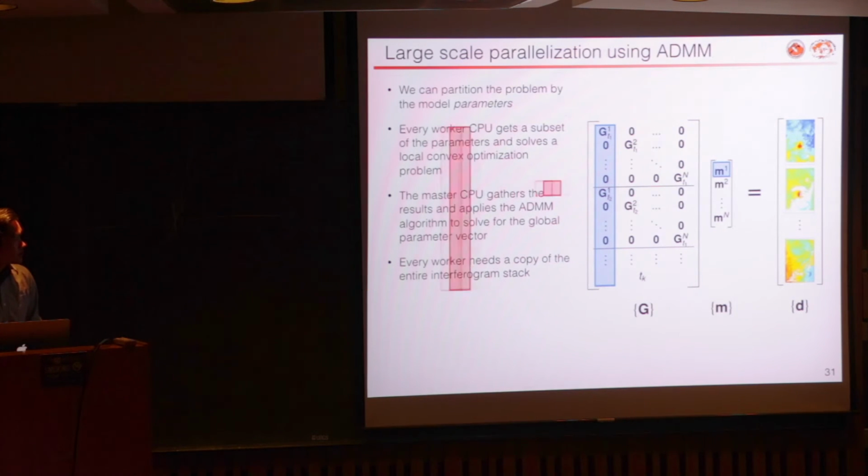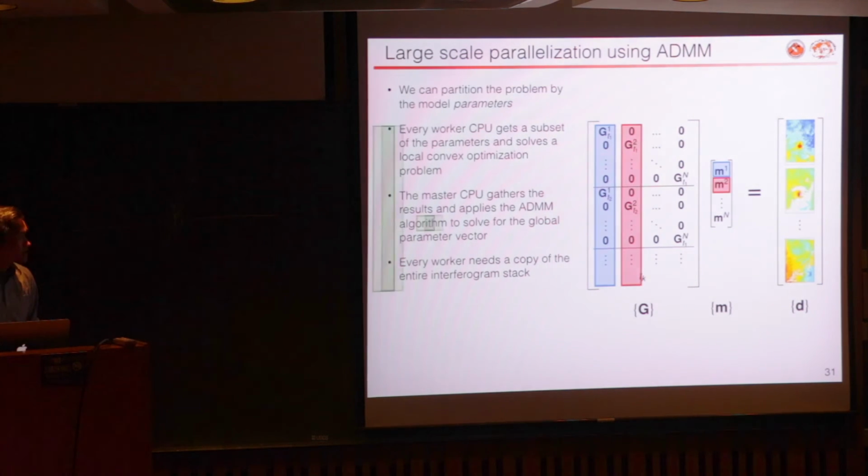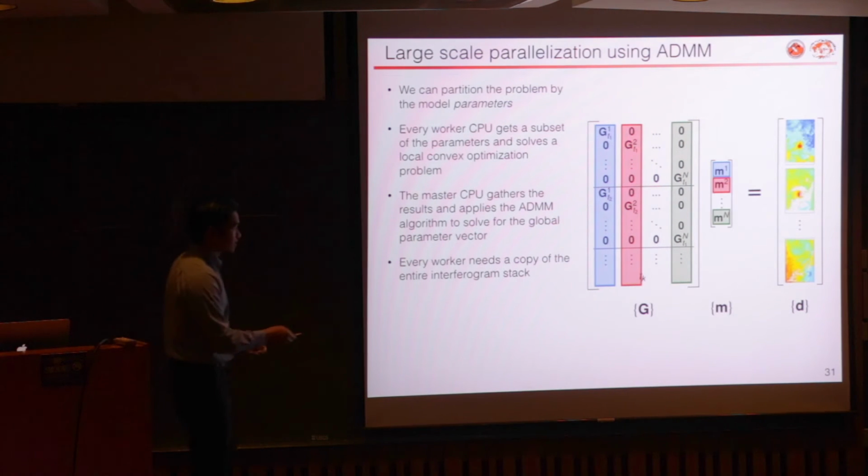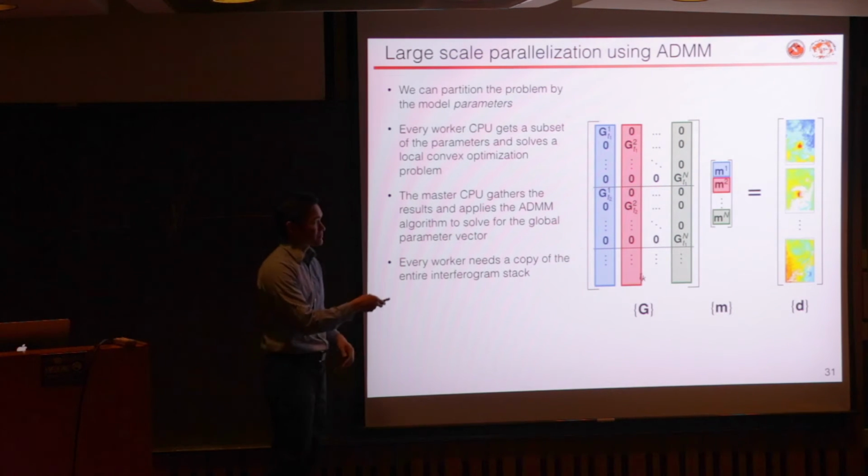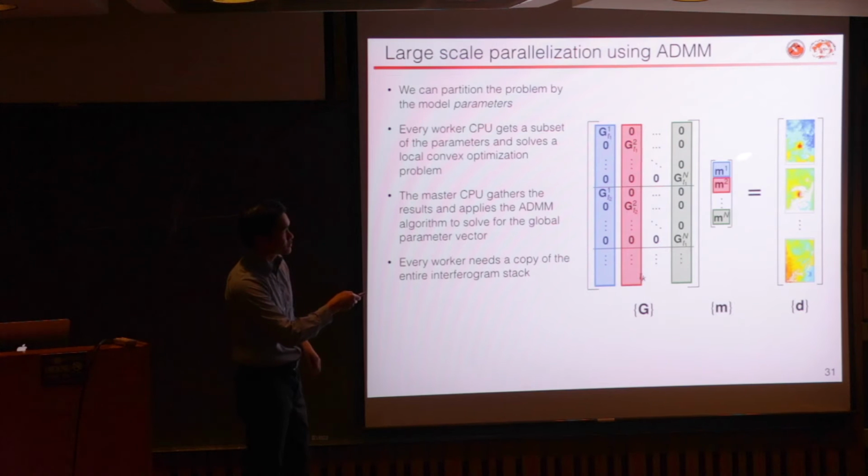So each processor is going to get a chunk of the global solution vector. In this case, I'm showing each processor would get a pixel. So it would get a chunk of the global vector, and it would also get a corresponding chunk of this giant G matrix.